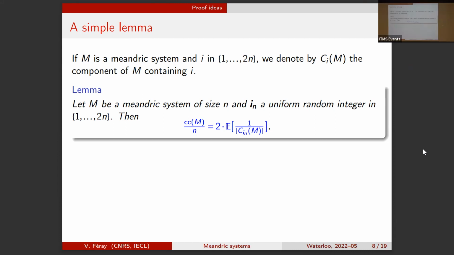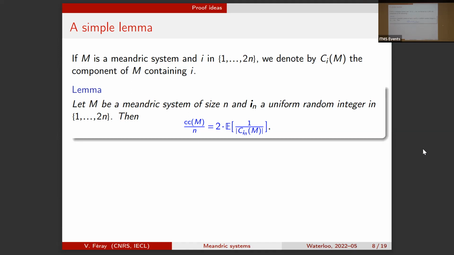And I take the size, okay? The inverse size, in fact, and the expectation of the inverse size. So here I insist the expectation is with respect to taking a point at random. And this expectation is just, up to a factor 2, the number of components divided by n, okay?